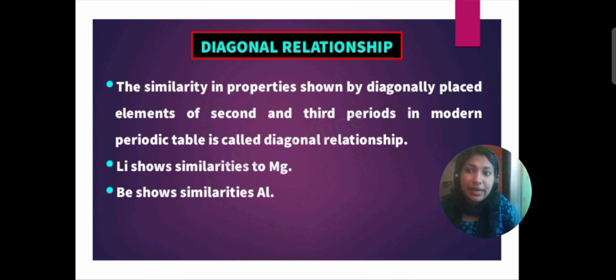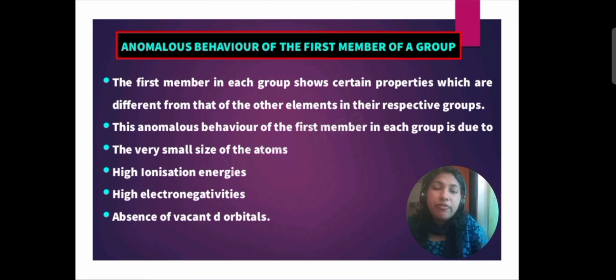Similarly, beryllium shows similarities with the other group element, that is aluminum. Regarding anomalous behavior of the first member of a group, in the alkali metals lithium shows anomalous behavior, and beryllium also shows anomalous behavior, because they have very small size, high ionization energy, high electronegativity and absence of vacant d orbitals.